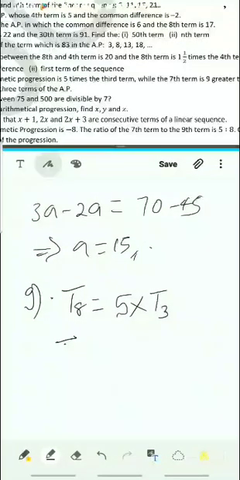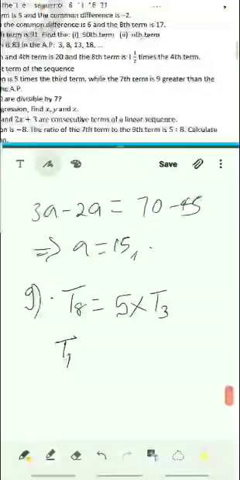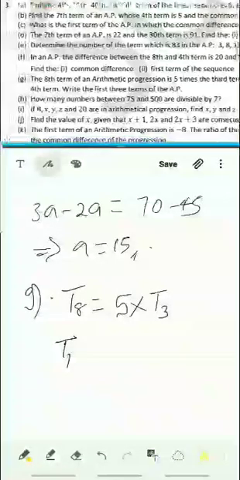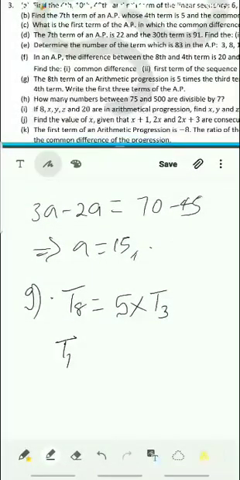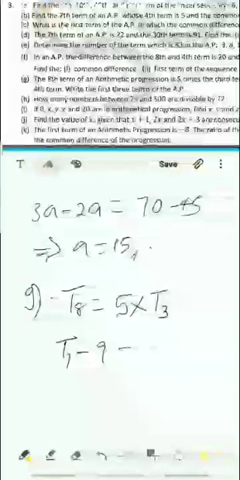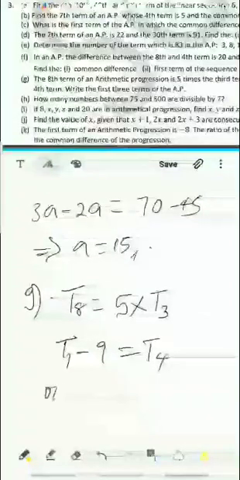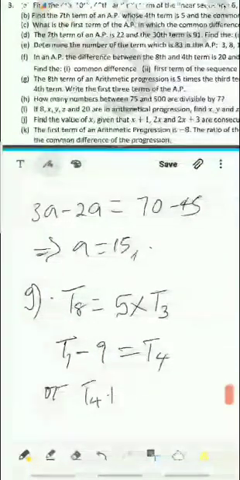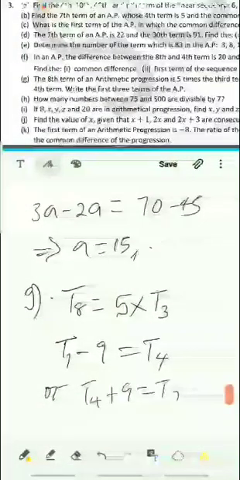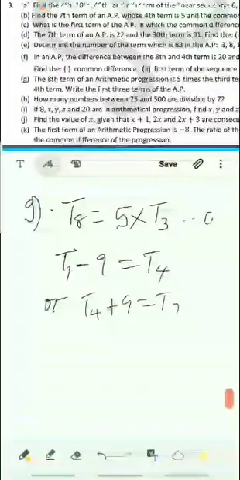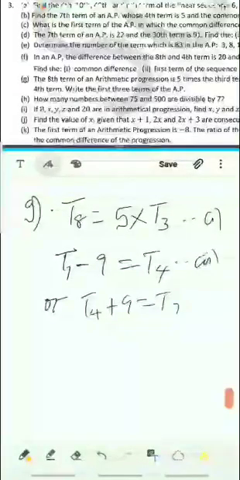T4. Sorry, T7 is 9 greater than the 4th term. Okay, 9 greater than the 4th term. That's T7 minus 9 equals T4, or you could say T4 plus 9 equals T7. That's the interpretation of statement 2. This is statement 1 and this is statement 2.